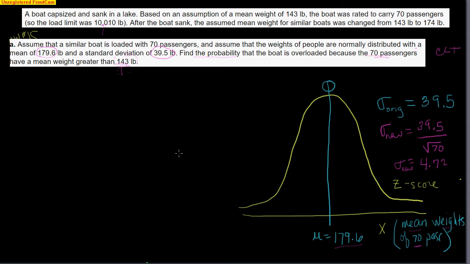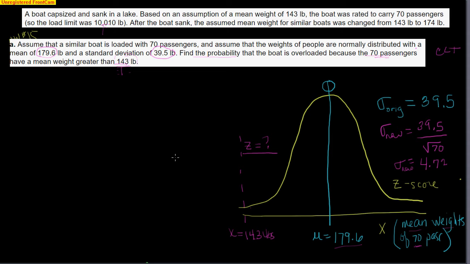Otherwise, it's the same old thing we've been doing for a while now. So now I can see that 143 is way below the mean, way, way, way below the mean. A lot of standard deviations below. I'm going to write it way out here. These are always just approximations, visual aids, but here is where x̄ equals 143 pounds, where the average weight for the 70 passengers is 143. We're going to have to find a z-score for this value, which we'll do in a minute.